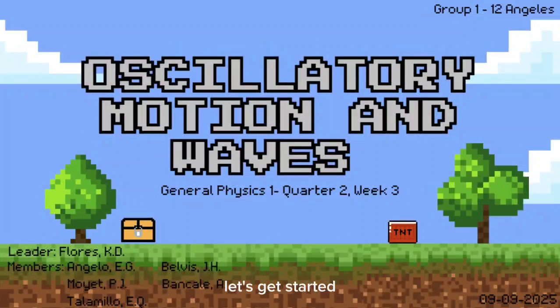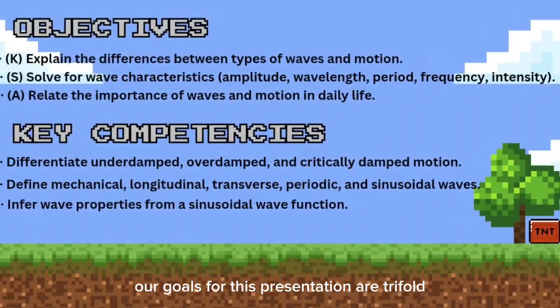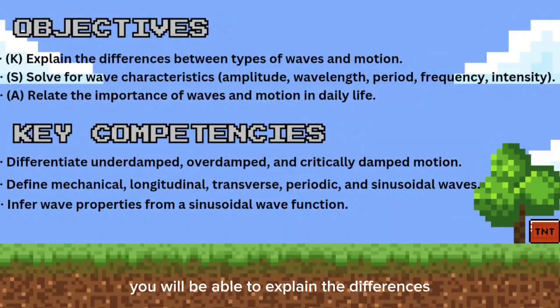Let's get started. Our goals for this presentation are threefold, following the KSA model. By the end, you will be able to explain the differences between types of waves and motion, solve for wave characteristics like amplitude and frequency, and relate the importance of these concepts to daily life. We will cover key topics including damped motion, wave types, and the sinusoidal wave function. Now, I'll pass it over to Alfie to dive into the core concepts.